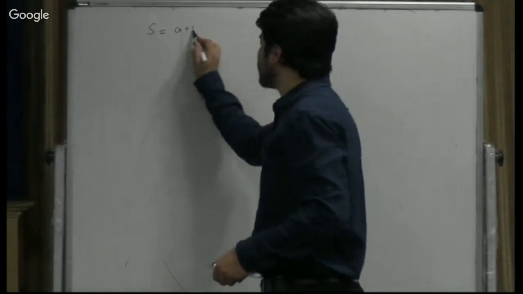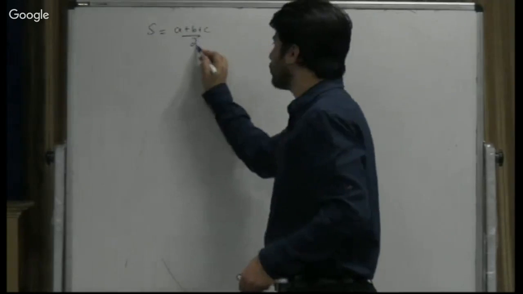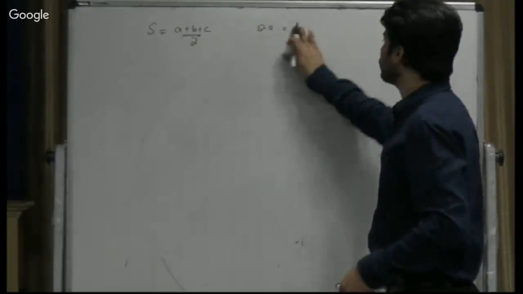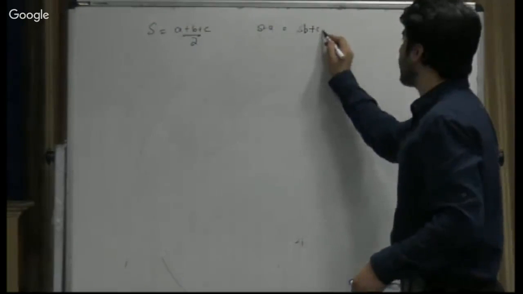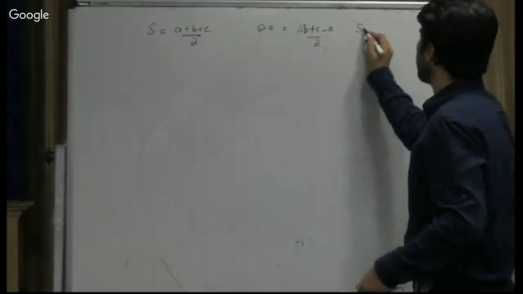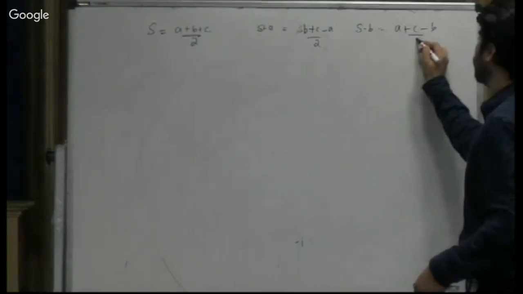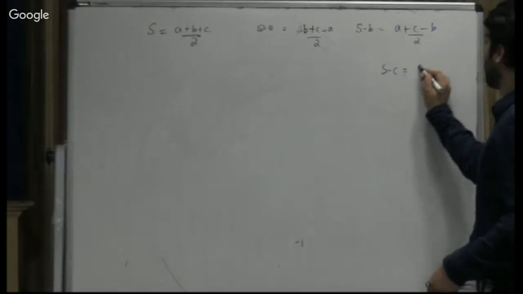A plus B plus C by 2. And you should remember S minus A would be B plus C minus A by 2, and S minus B would be A plus C minus B by 2, and S minus C would be A plus B minus C by 2.